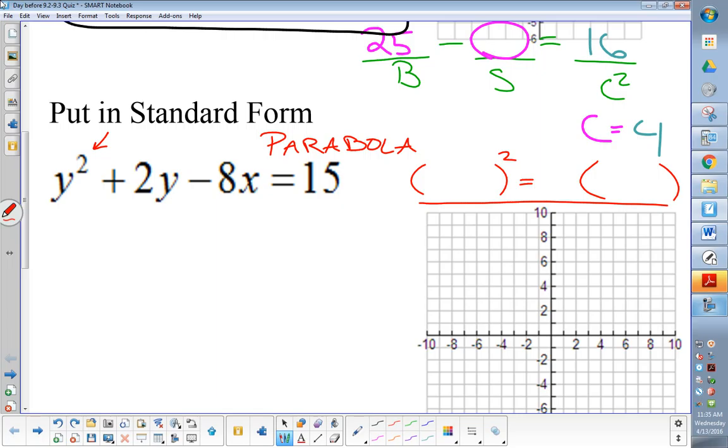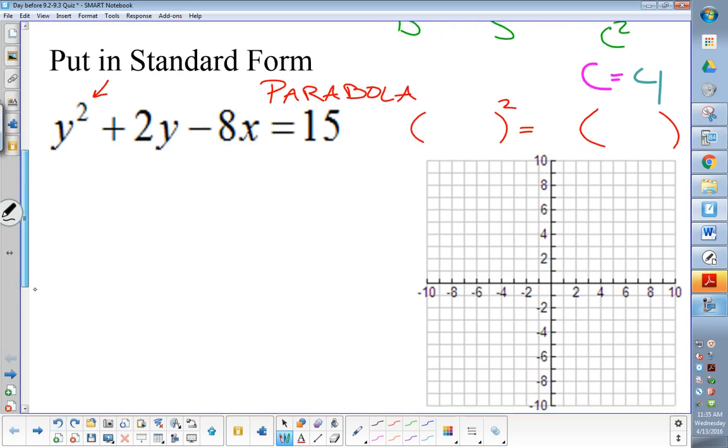So, we're following our steps. Our step 1 is organize. So, Justin, what's going to go on the left side of this equation here?